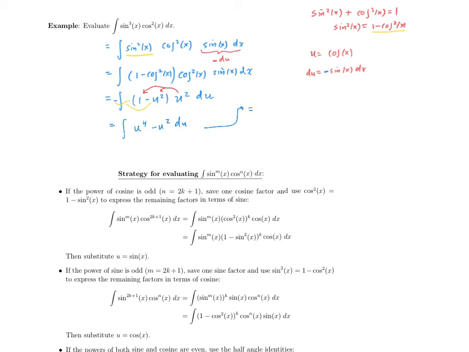Anti-differentiating term by term, we have 1/5 u to the fifth minus 1/3 u cubed. And finally, we resubstitute. Each and every u needs to become a cosine.